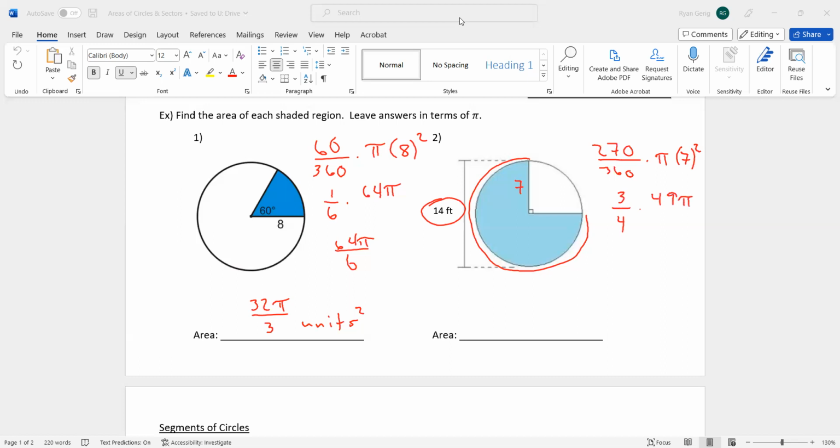Multiply across, you should get 147 pi over 4, which actually does not reduce. So that's my answer, 147 pi over 4. And this one's going to be feet squared. So hopefully not too difficult there. It's very, very similar to what we did with arc length. The backside combines this with something that we did in the last unit. So I'm going to go ahead and clear this and move to the backside.